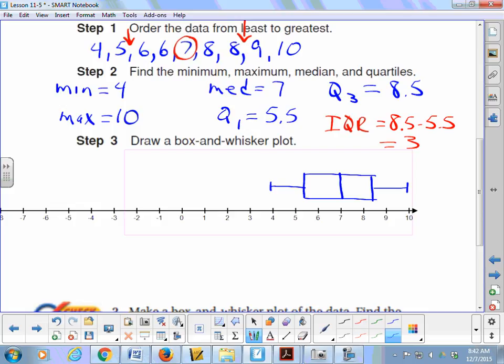So whenever you make a box plot, you need to share all these numbers. You need to have the 5-number summary plus the IQR. And your box plot must be above the number line like it is here, and reasonably accurate.